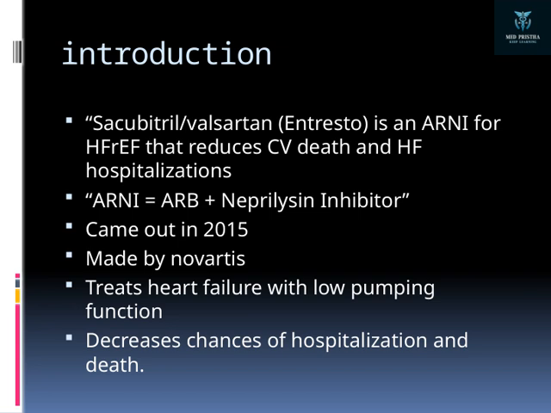Now, to break down the term ARNI a bit more, it's a combination of an ARB, or angiotensin receptor blocker, and a neprilysin inhibitor. This dual action is what makes it particularly effective. It was introduced to the market back in 2015 and was developed by Novartis. This medication specifically targets heart failure where the pumping function of the heart is diminished. By doing so, it not only improves patient outcomes, but also decreases the chances of hospitalization and death.